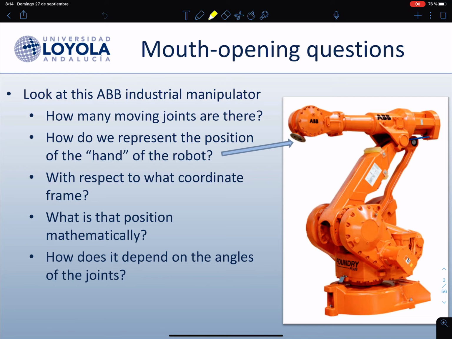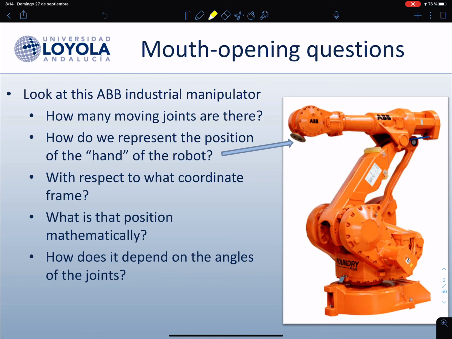This means that I need 6 degrees of freedom to place a solid body freely in the world, 6 degrees of freedom which are distributed in 3 linear motions and 3 rotations. So in order to place a solid in the world, I need to fix 6 numbers, 6 degrees of freedom, and that is the reason why we use 6 joints in the robot.